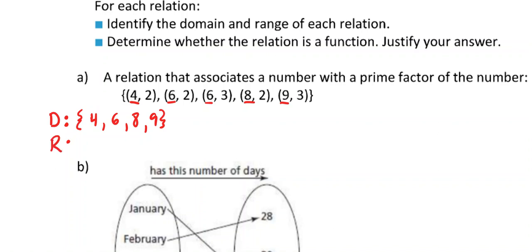And then our range, squiggly bracket. Quite often we write that as just a capital R and then a dot, just short for range. And then those are going to be all of our y values, or our output values.